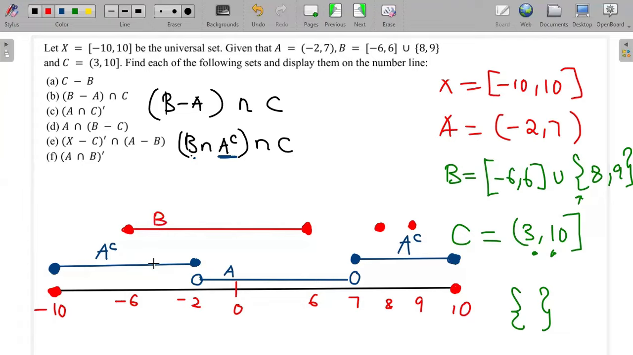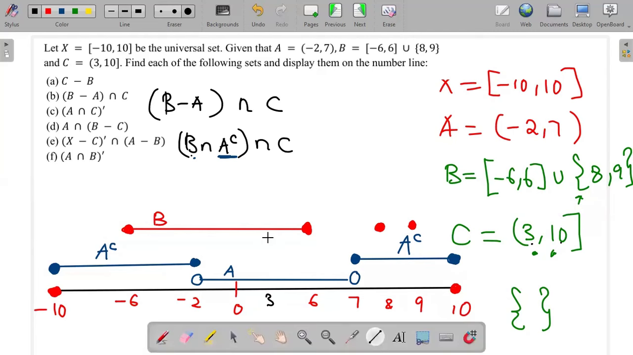Okay, so we have the A complement and we also have the what? The B. We are only remaining with the set C. So C is from 3 to 10. So 3 should be between 0 and 6. So 3 is somewhere there, and then the 10 is there. So I'll just draw its set on top here. So I'll just say like this.